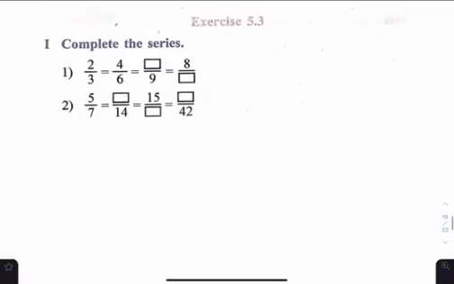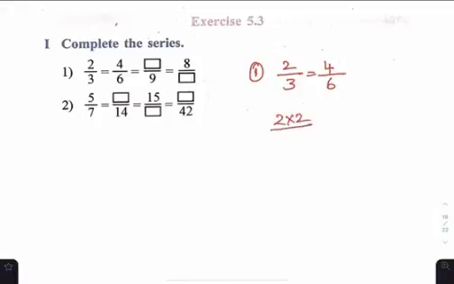Now going on to exercise 5.3, page 65, children. You can complete it all by yourself, but still we will discuss the answers, and you can start working along with me. First problem, 2 by 3 is the first fraction which goes up to 4 by 6. That is 2 into 2 divided by 3 into 2 is the next operation, for which we have got 4 by 6.